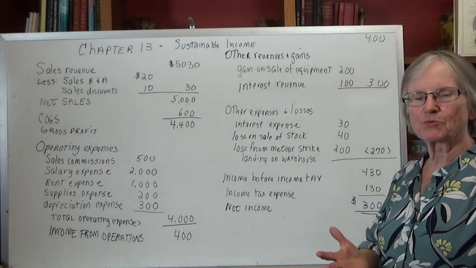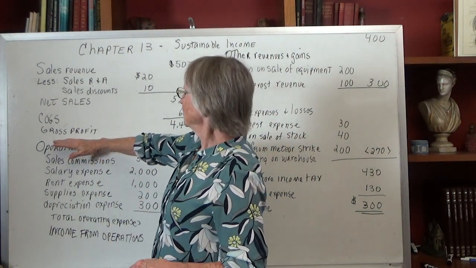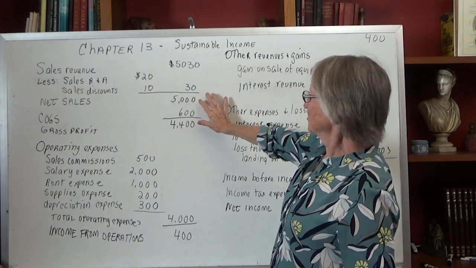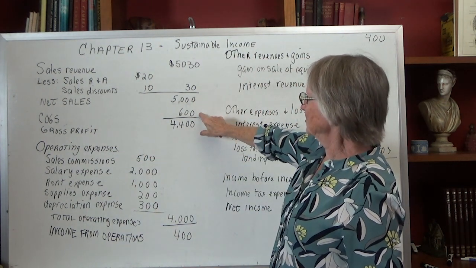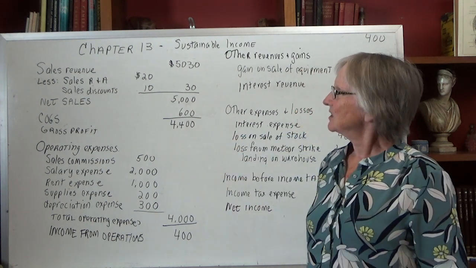The next step is to go through your cost of goods sold. So you have your net sales less your cost of goods sold, and then you have gross profit. That takes us the net sales of 5,000 less the 600 cost of goods sold, which gives us a 4,400 gross profit. So we've got two steps.